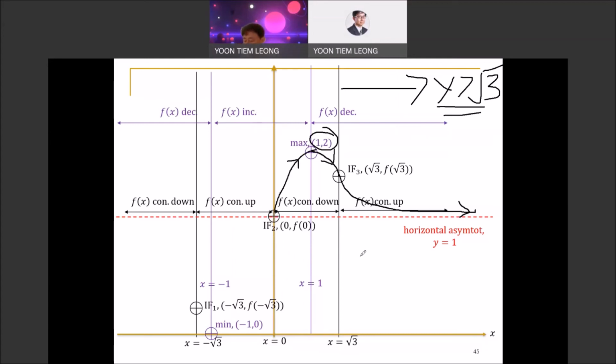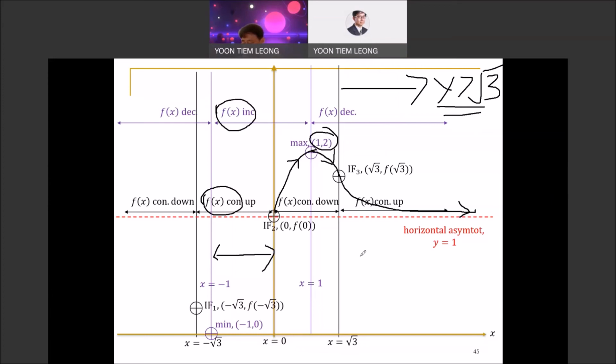Then the next part of the question is the region between IF2 and x equals -1. So which is this region? In this region, x is larger than -1 but less than 0. In these regions, we expect the function to be increasing and to have an upwards concavity, right?